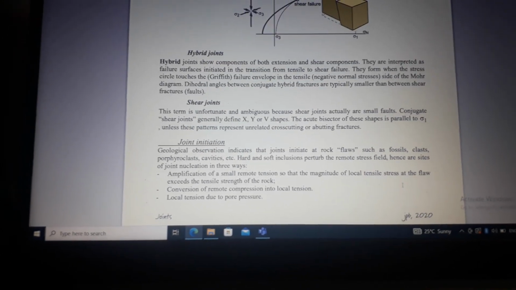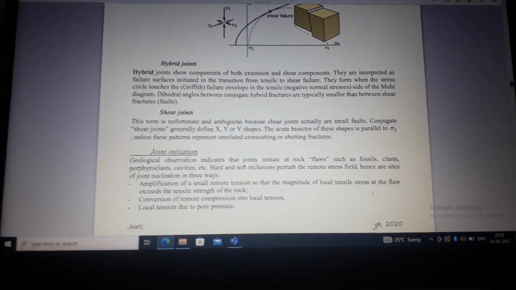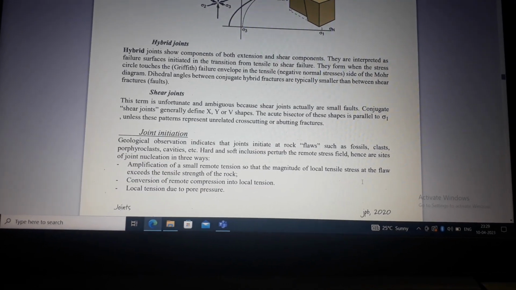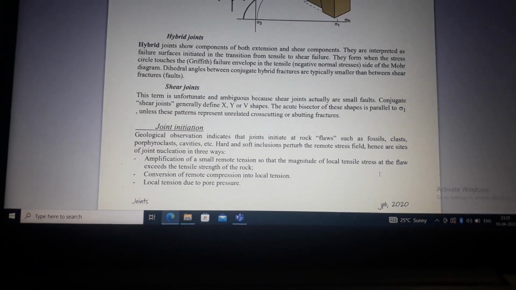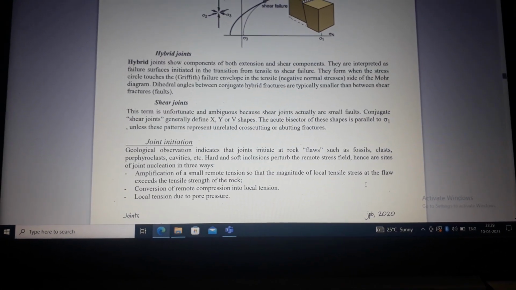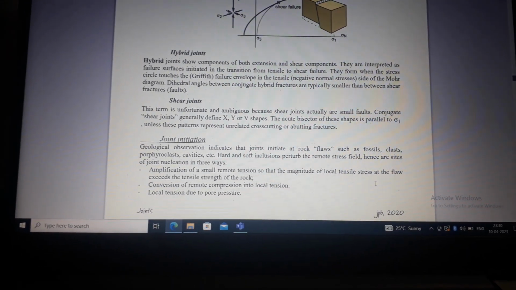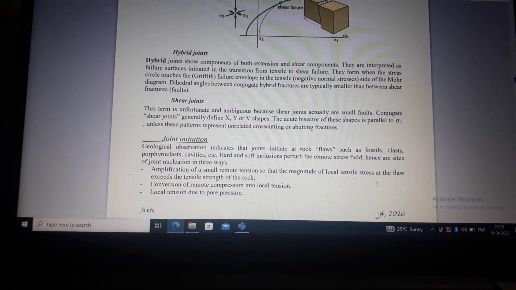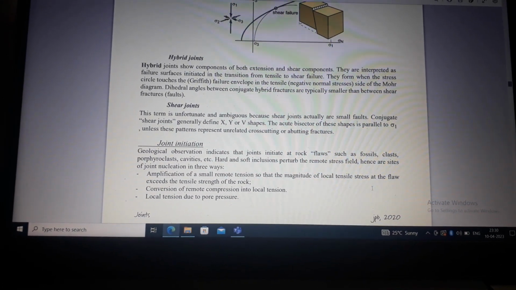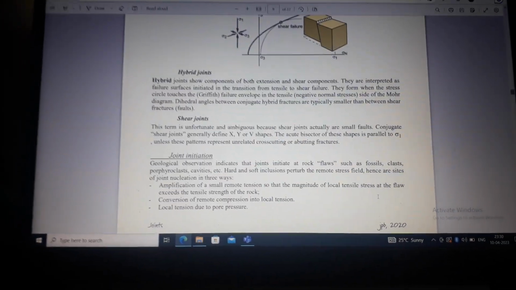Then there are the hybrid joints. Hybrid joints show components of both extension and shear. Shear joints. This term is unfortunate and ambiguous because shear joints actually are small faults. Conjugate shear joints generally define X, Y, or V shapes. The acute bisector of these shapes is parallel to sigma 1 unless these patterns represent unrelated cross-cutting or abutting fractures.